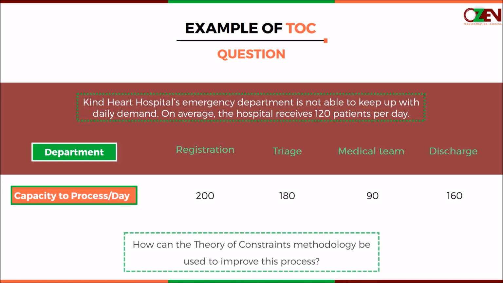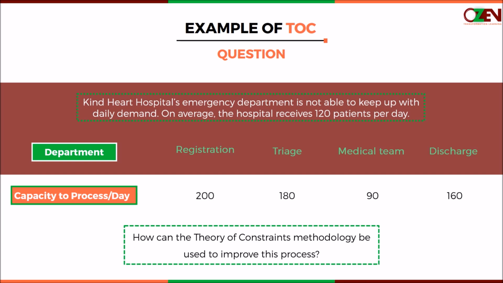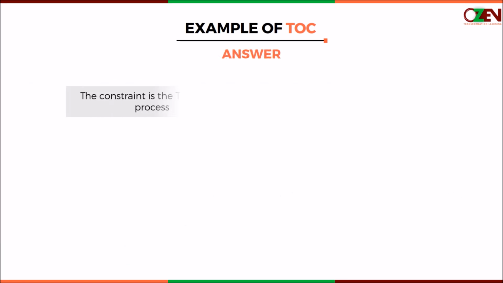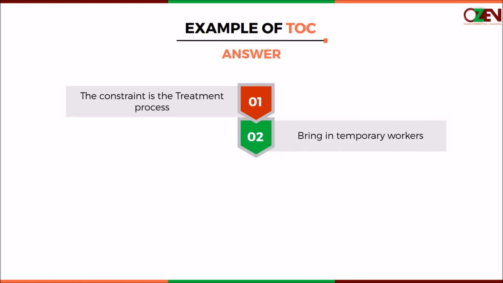How can the theory of constraints methodology be used to improve this process? From the data, it is clear the constraint is the treatment process. It has the lowest production rate. A quick improvement in the throughput can be made by introducing temporary workers to help treat the patients.